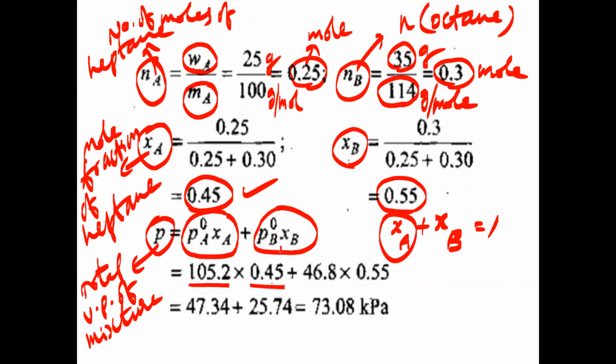PB naught is given as 46.8 kilopascal. PB naught XB, where the mole fraction XB is equal to 0.55. So 0.55 into 46.8. This way, the partial pressure of liquid A plus the partial pressure of liquid B is equal to the total vapor pressure of the mixture. So it is in kilopascal.